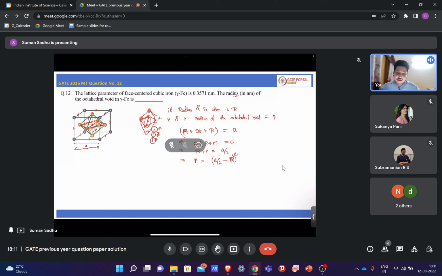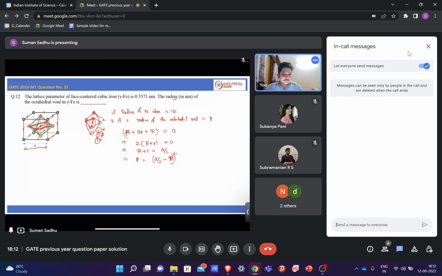So till now you have understood, right? Okay. So next, in order to find the relationship between the lattice parameter and the radius of the iron atom, we need to see the close packed direction in the FCC unit cell. So what is the close packed direction in the FCC unit cell? You can unmute and answer, and you can also type in the chat box. Anyone?